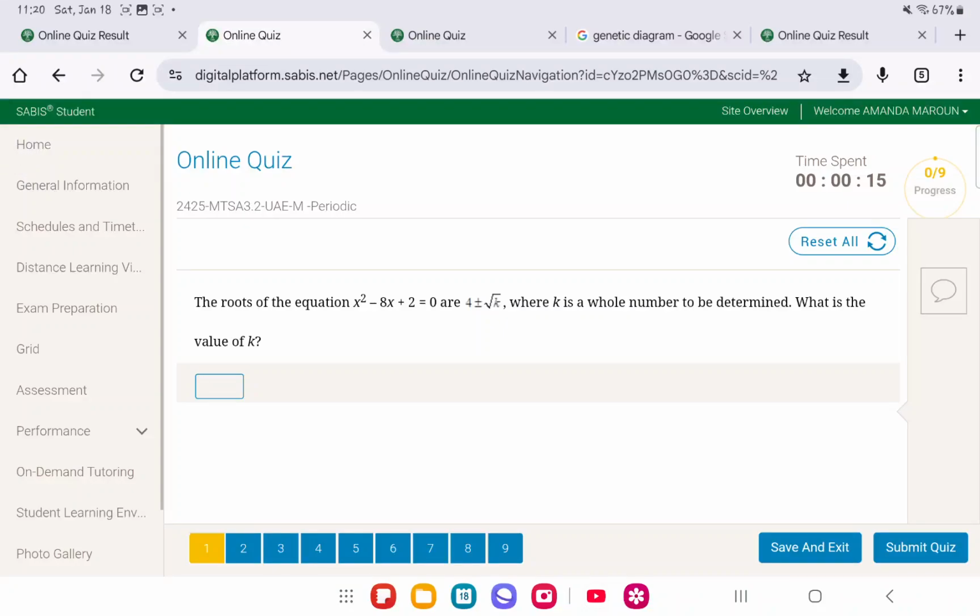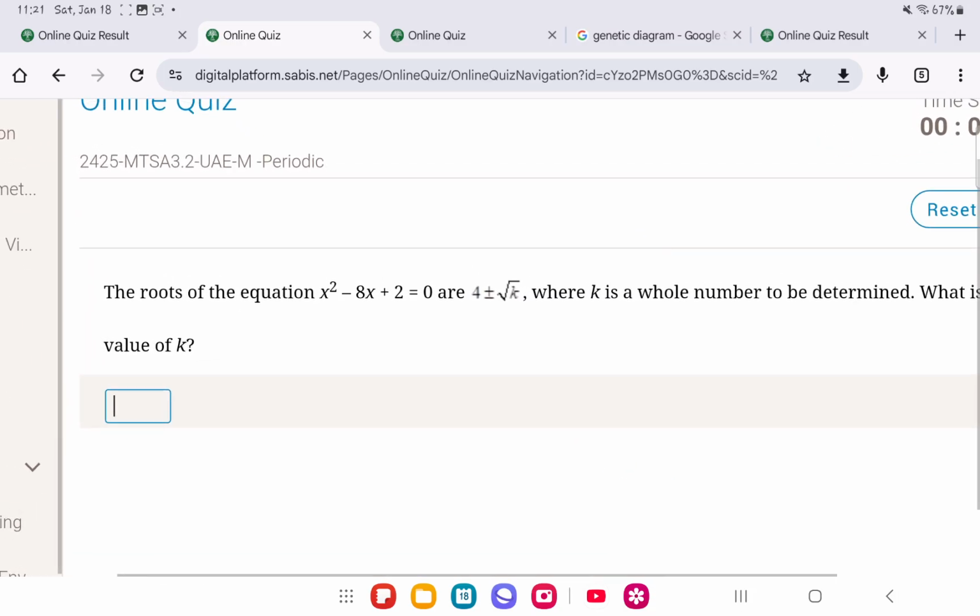So today I'll be explaining the Math Algebra Course Practice section 3.2 for the periodic. So let us start. The roots of the equation x squared minus 8x plus 2 are equal to this. They need us to find the roots.